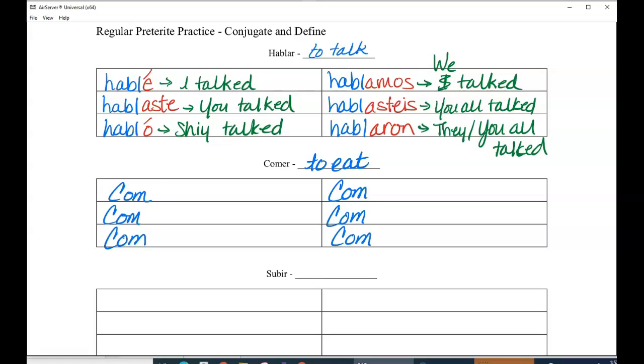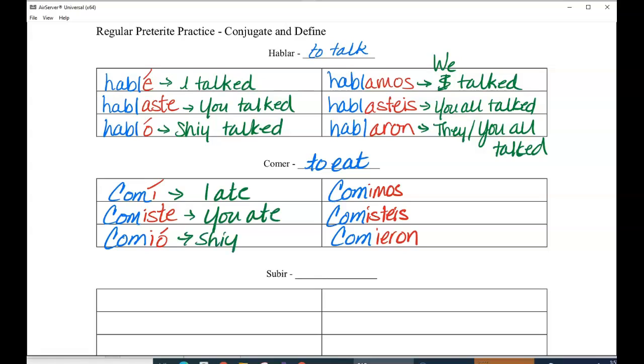So I'm going to have comí, comiste, comió, comimos, comisteis, and comieron. Now, since comer is to eat, in the past it's going to be I ate, you ate, she ate, he ate, it ate, you ate, we ate, you all ate, and they / you all ate.